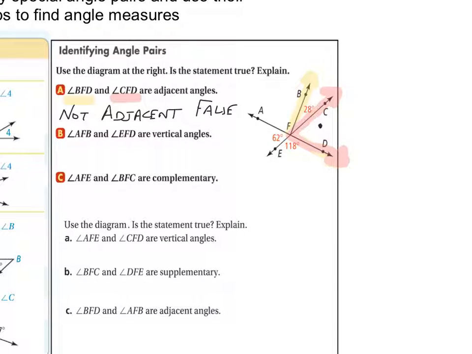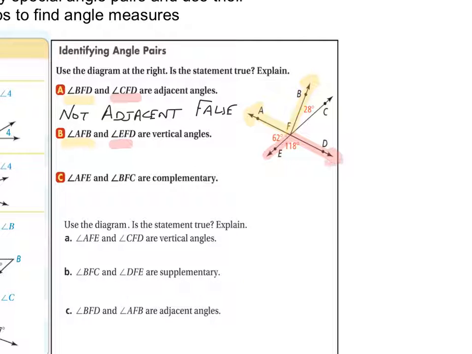All right, let's take a look here now at number 2. And it says here, angle AFB and angle EFD are vertical angles. Okay, so let's look here. Again, I'm going to put AFB in the yellow. So AFB right here, AFB is that angle right there. And then I'm going to put EFD in the red.